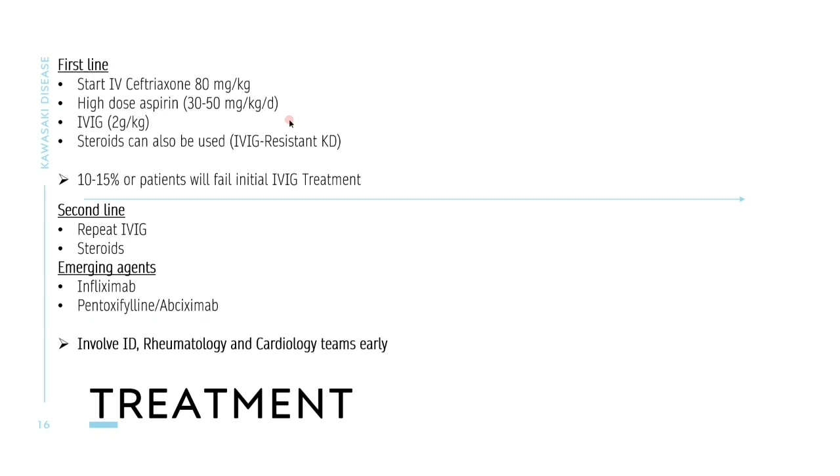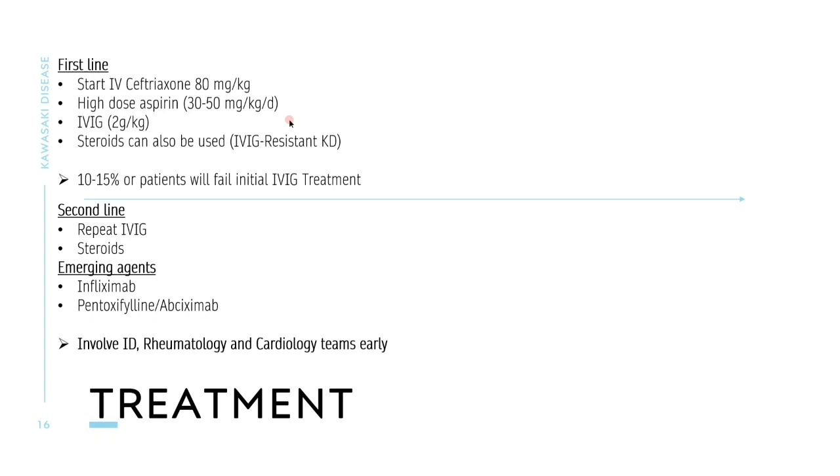The mainstay of treatment, however, is the IVIG, which is given at 2 grams per kg over 10 to 12 hours. However, again, to make our lives miserable, 10 to 15% of patients will go on to fail the initial IVIG treatment, and there are some risk factors that make the patient more prone to fail the first treatment with IVIG, namely if the patient develops hemodynamic instability, at which point it would be quite useful to start them on some steroids like methylprednisolone.